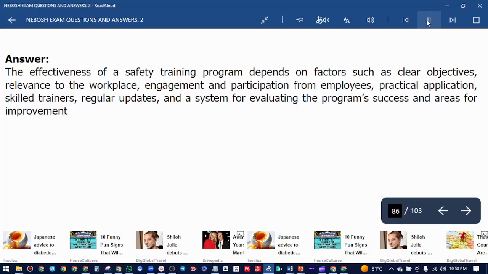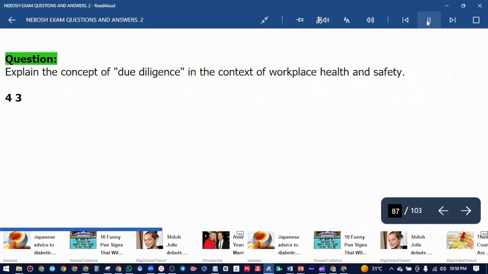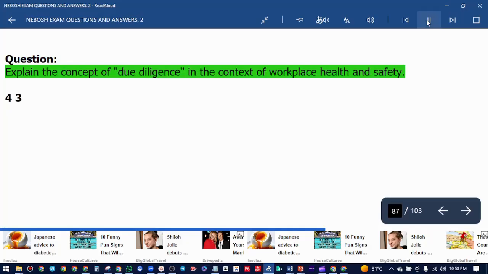42. Answer: the effectiveness of a safety training program depends on factors such as clear objectives, relevance to the workplace, engagement and participation from employees, practical application, skilled trainers, regular updates, and a system for evaluating the program's success and areas for improvement. Question: explain the concept of due diligence in the context of workplace health and safety.